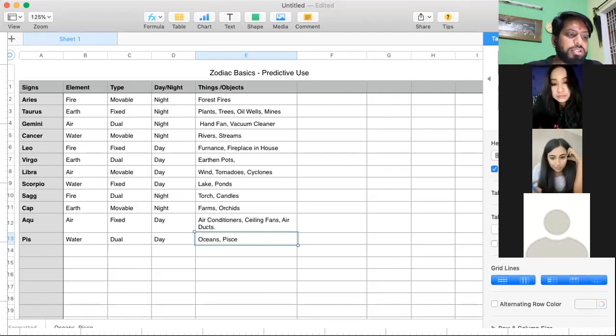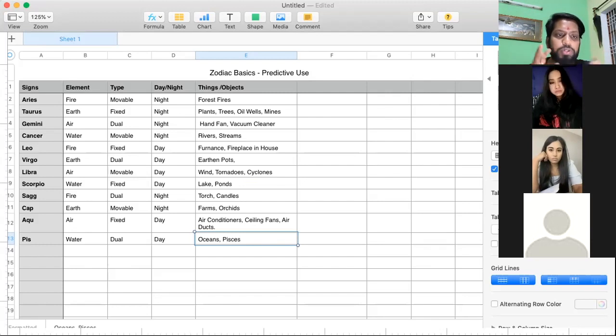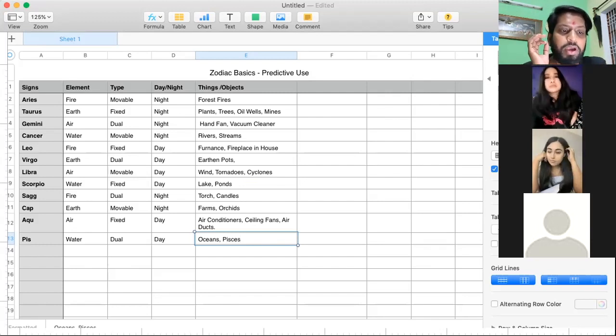Because oceans are very big, but they are also very stable. They don't move from one place to another. It's not like the Indian Ocean and the Atlantic Ocean have replaced their places. They are fixed also, but they are very large. So that's why they come into the dual section. You get it? And that's why now you can understand that.